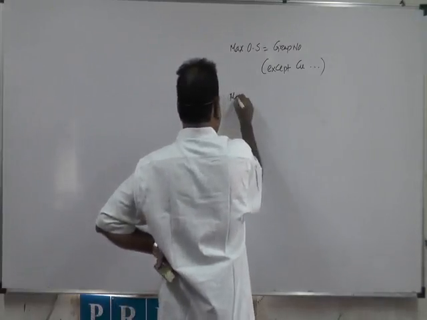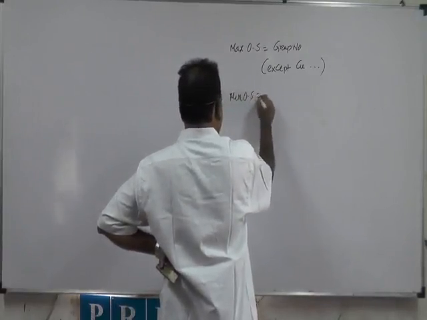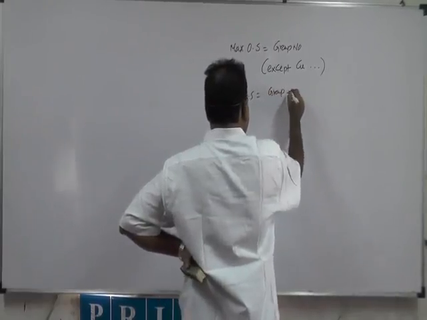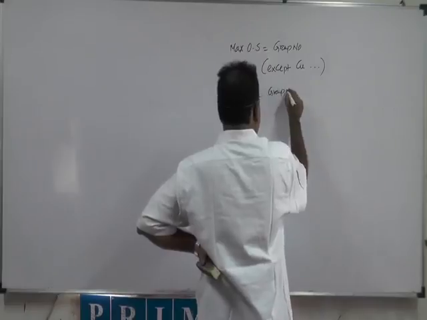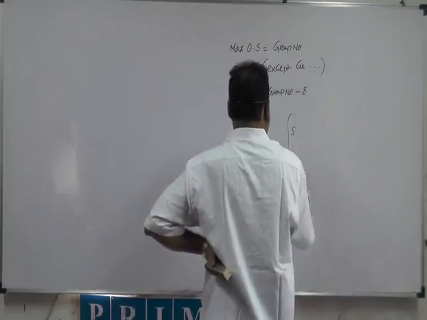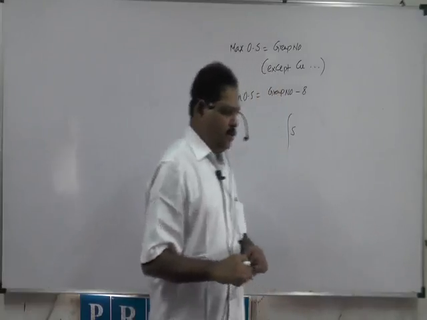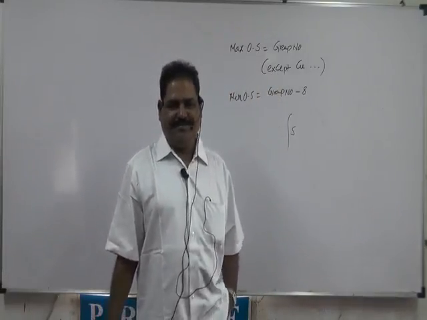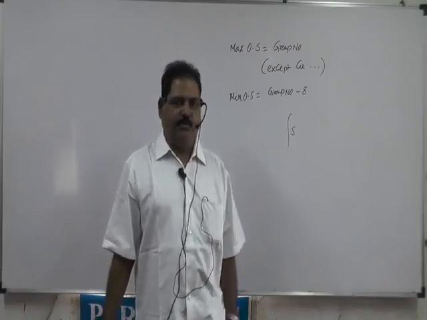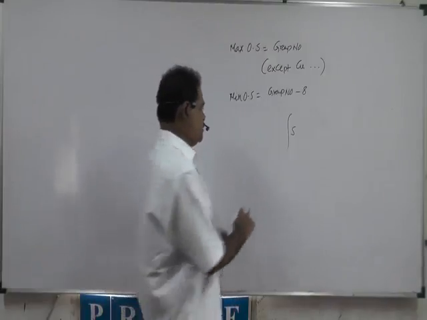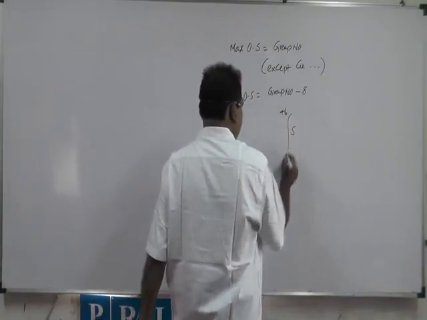Minimum oxidation state is equal to group number minus 8. Sulfur, which group does that belong? 6A. So maximum plus 6 and minimum minus 2.